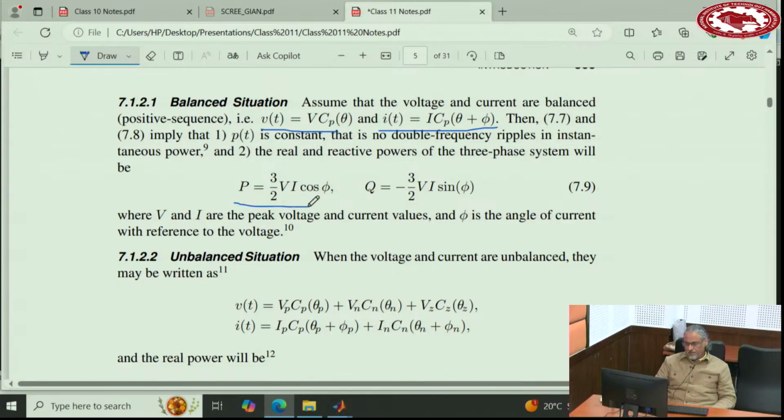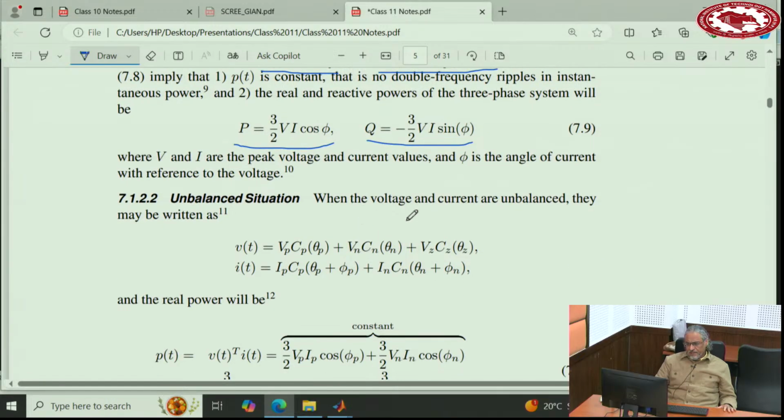And then the real power is this one, the reactive power is this one. So 3 times the single phase real power, 3 times the single phase reactive power, without any pulsation. This is a fantastic situation. It's a very interesting situation.